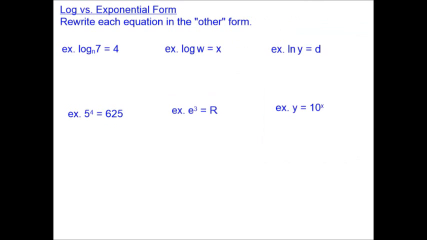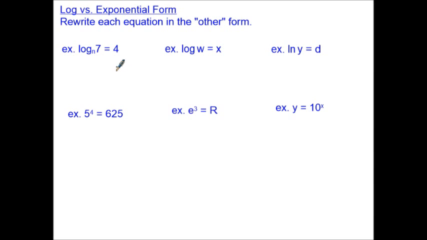Okay, now sometimes it's going to be important for us to convert between log versus exponential form because sometimes one is going to be more convenient than the other depending on what we're trying to do. So we want to rewrite in the other form. I know you've seen this before, so I'll go through this fairly quickly. Log base n of 7 equals 4.